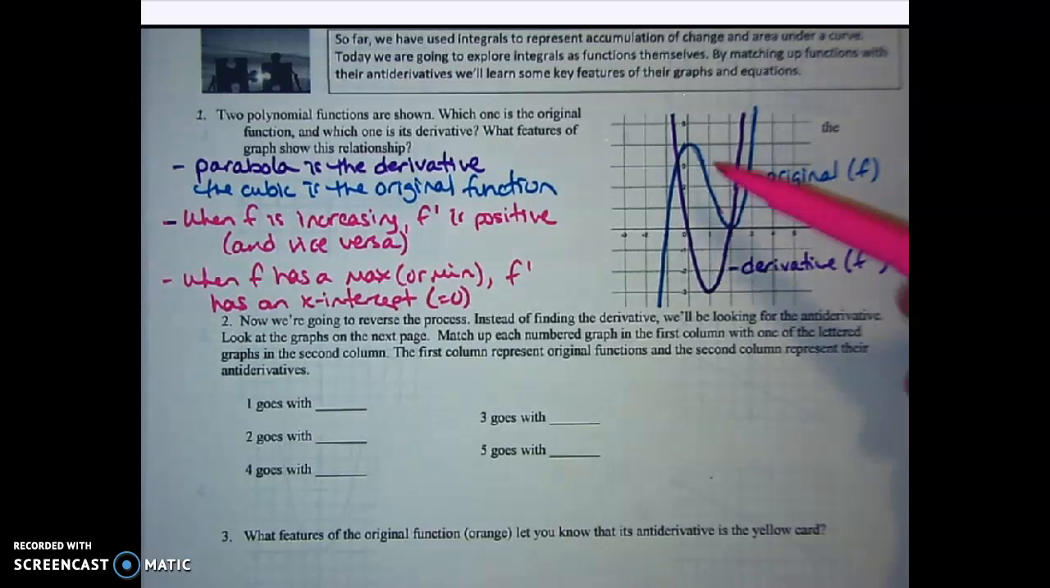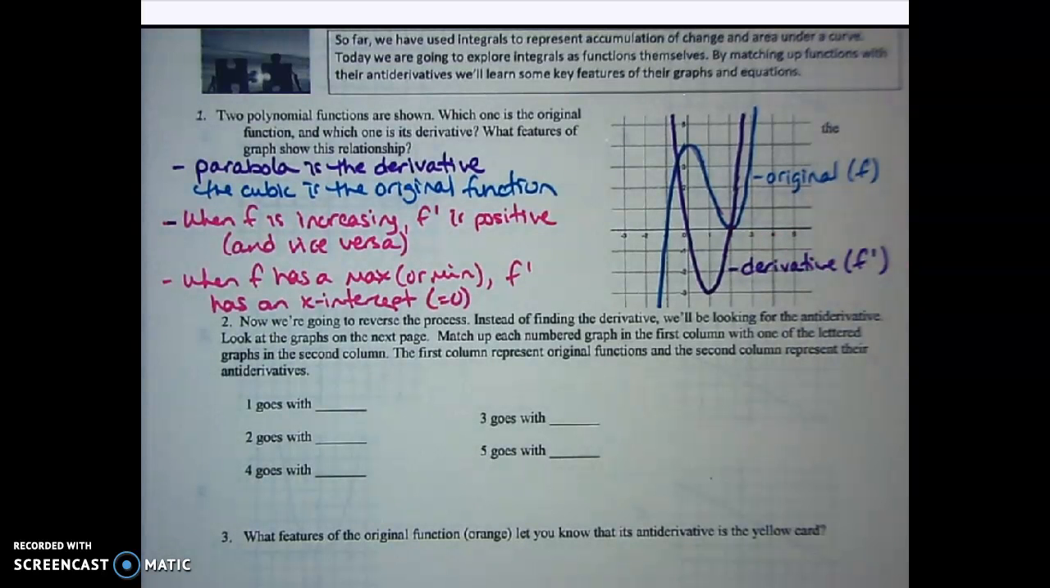And also, when my original function has a max or a min, you'll notice that when it has a max, my derivative function is equal to 0. It has an x-intercept. And when it has a min, my derivative has an x-intercept, or it's equal to 0.